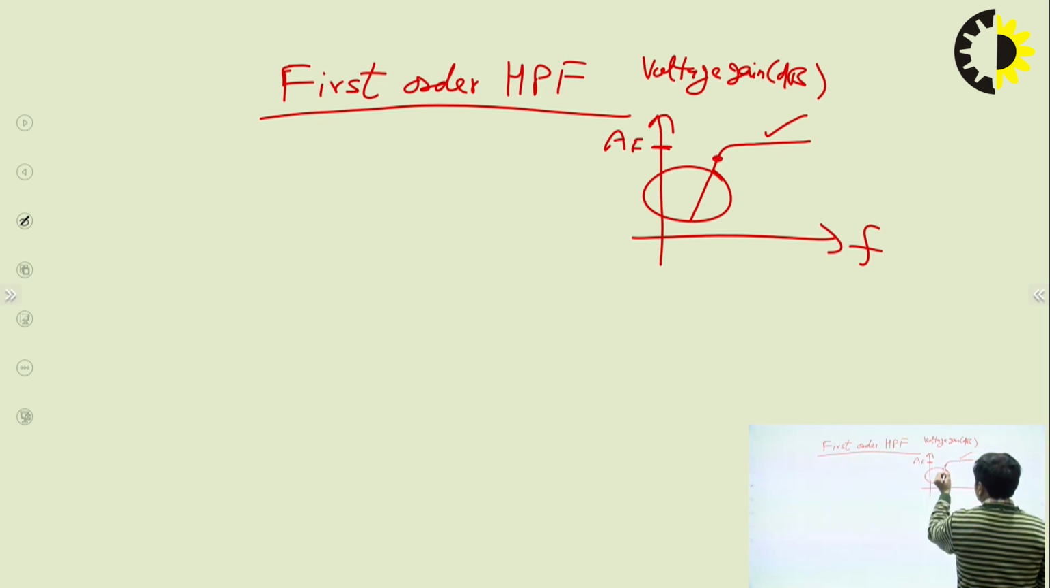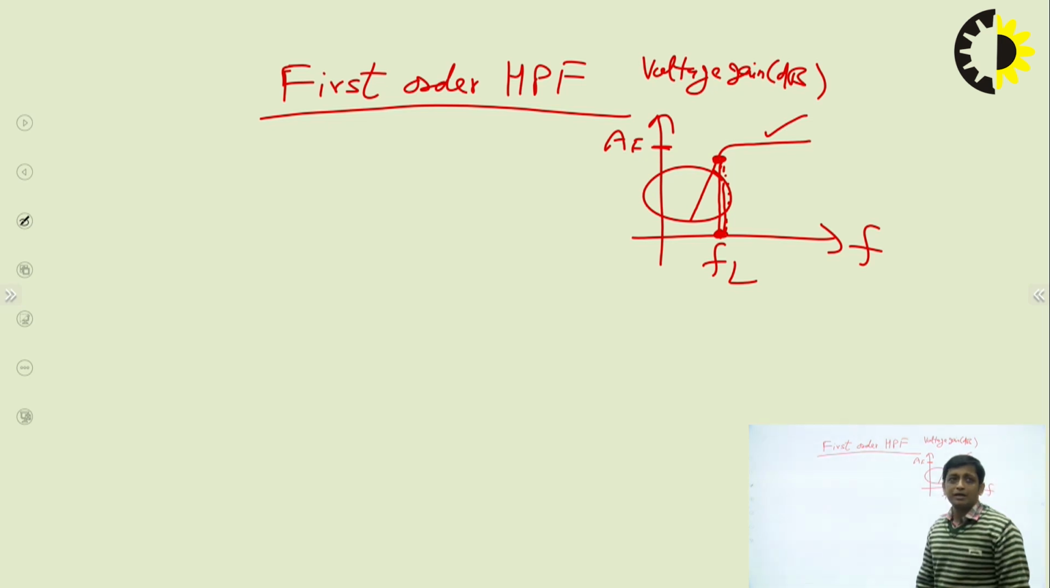And here there is a very important term called the cutoff frequency. That cutoff frequency is called FL. This cutoff frequency is also called the minus 3 dB frequency. It is called the minus 3 dB frequency because it is the frequency at which the voltage gain is reduced by 3 dB from the maximum gain. So this FL is the cutoff frequency. It is also called the corner frequency. It is also called the break frequency.